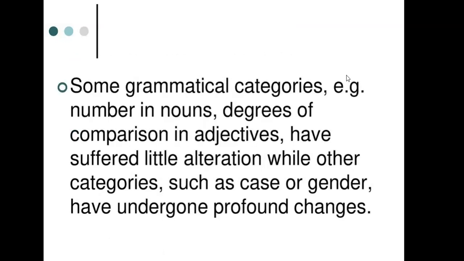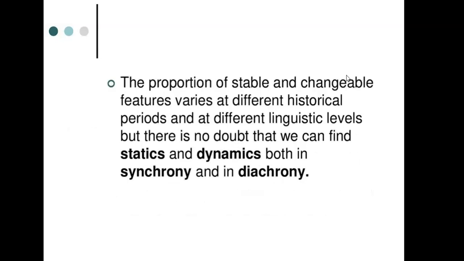Some grammatical categories, for example, number in nouns and degrees of comparison in adjectives, have suffered little alteration, while other categories such as case or gender have undergone profound changes. The proportion of stable and changeable features varies at different historical periods and at different linguistic levels, but there is no doubt that we can find statics and dynamics both in synchrony and diachrony.